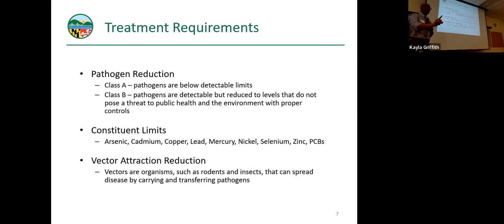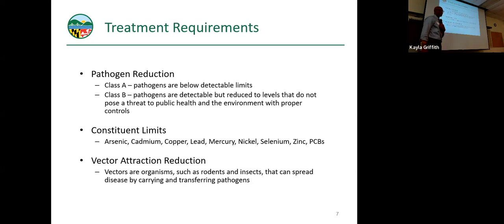Pathogen reduction. In other words, after the treatment of class A product, the pathogens are below detectable limits. Pathogens, those are disease-causing organisms. Then the class B, the pathogens are detectable, but they do not cause harm. Then we have the constituent limits. They also call them pollutants, but we call them constituents. So we have arsenic, cadmium, copper, lead, mercury, and so on and so forth.